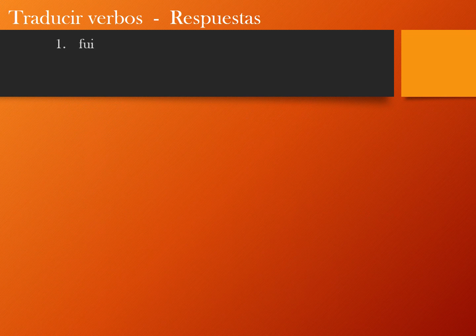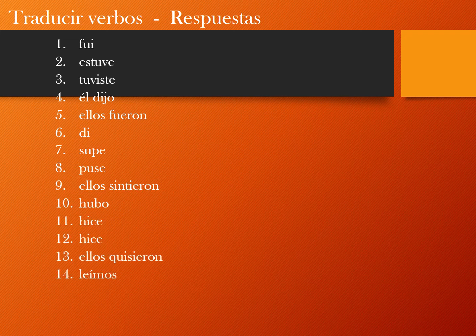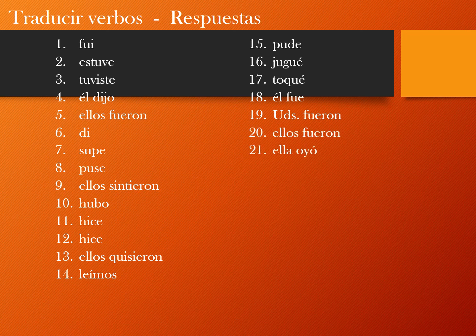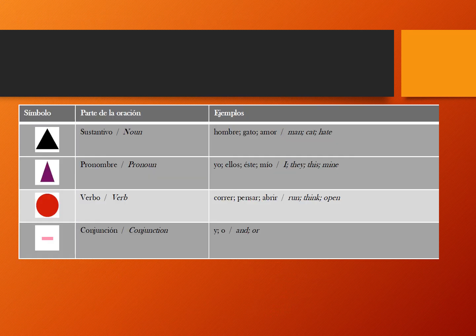Respuestas. Fui. Estuve. Tuviste. Él dijo. Ellos fueron. Di, supe, puse. Ellos sintieron. Hubo, hice, hice. Ellos quisieron. Leímos, pude, jugué, toqué, él fue, ustedes fueron, ellos fueron, ella o yo, oímos, dormí, ellos durmieron, supimos, quise, vimos, trabajamos, hiciste, pusiste. Bien, ahora vamos a usar estos símbolos de gramática Montessori.